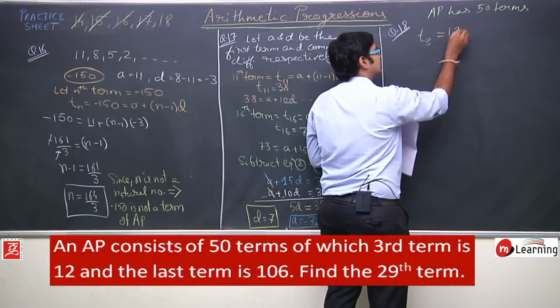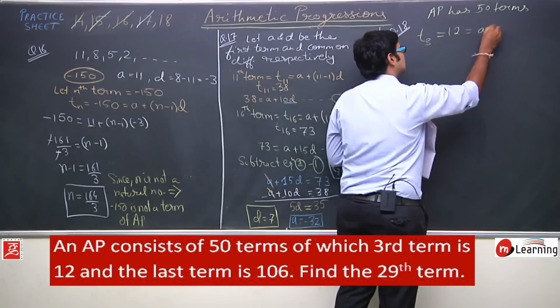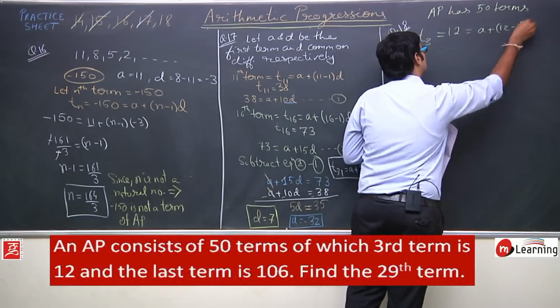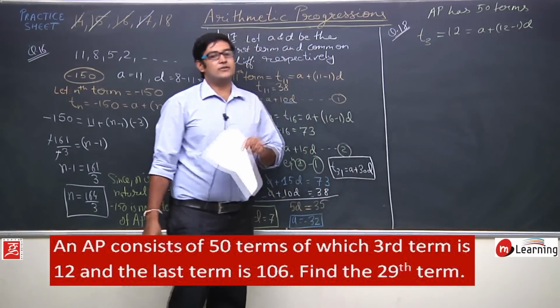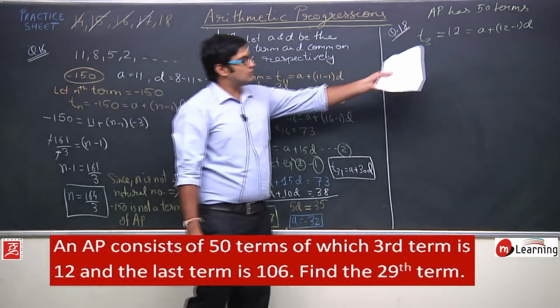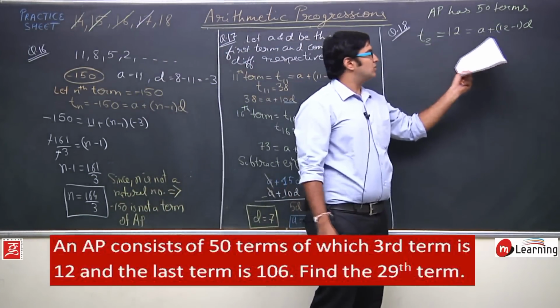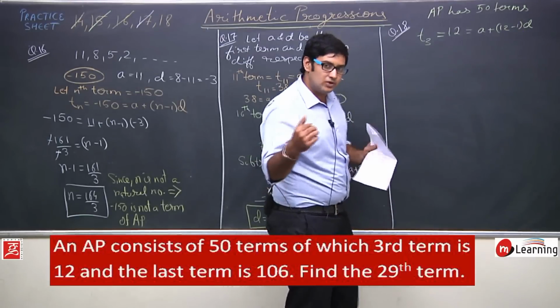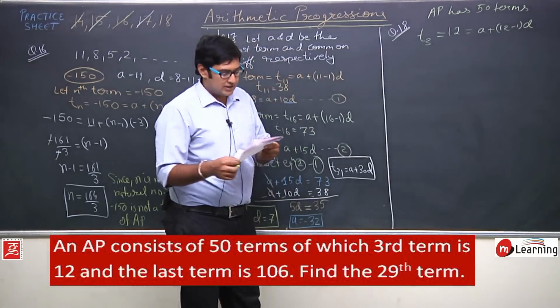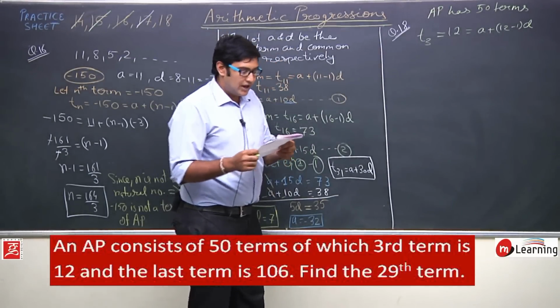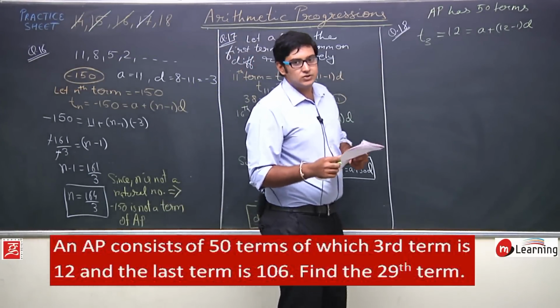Can I write this T3 equal to 12 as A plus 3 minus 1 into D, where A and D are the first term and common difference respectively? This is a general notation, so not every time I am going to write what is A and what is D. You need to understand it. Okay. So T3 is 12, which is A plus 3 minus 1 D, and the last term is 106.